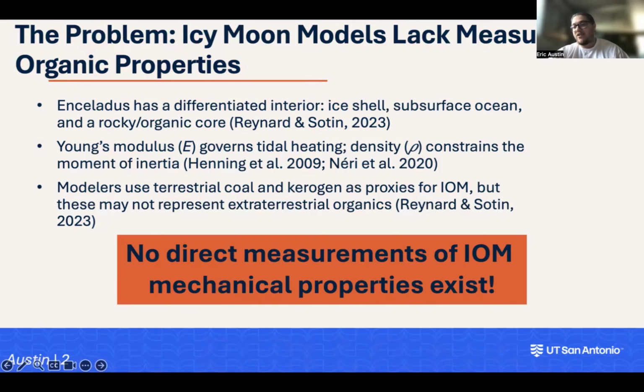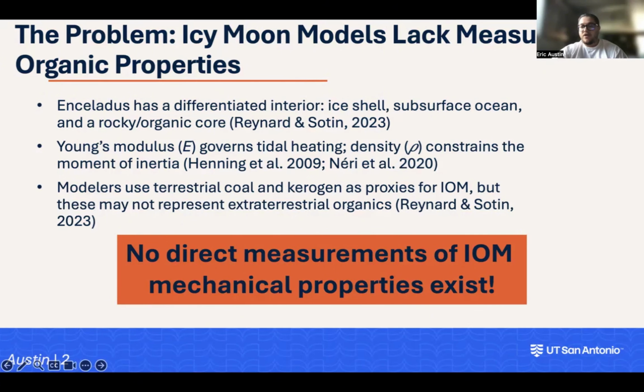To understand why this matters, we have to look at the problem modelers face. Saturn's moon Enceladus has a differentiated interior, an ice shell, a subsurface ocean, and a rocky, organic rich core. To model how this core behaves, especially regarding tidal heating and its moment of inertia, geophysicists need two critical mechanical properties: Young's modulus and density.